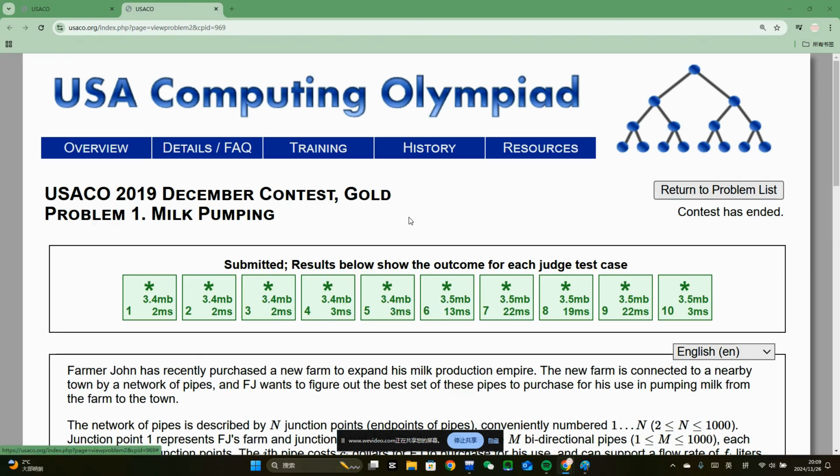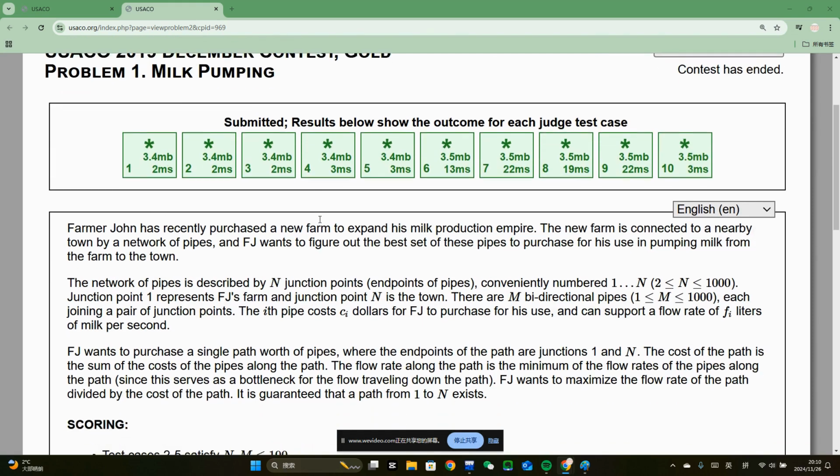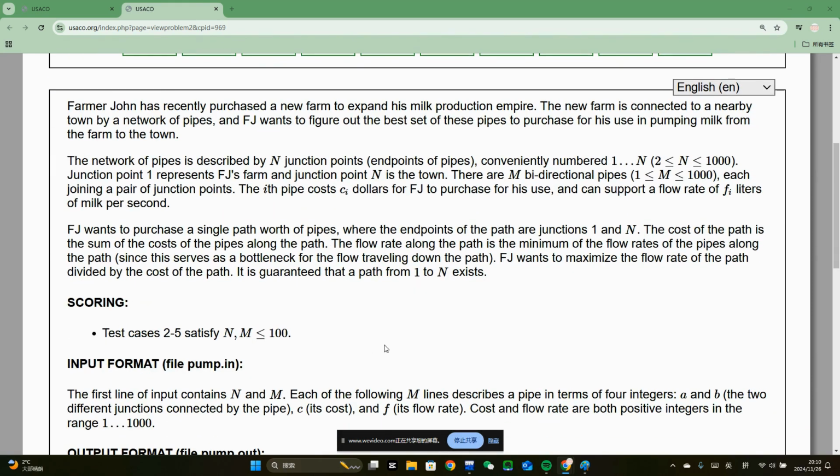Okay, so the problem we're looking at today is the USACO 2019 December contest gold problem 1, Milk Pumping. You can pause the video first and look at the problem statement yourself. Okay, I assume you read the problem.